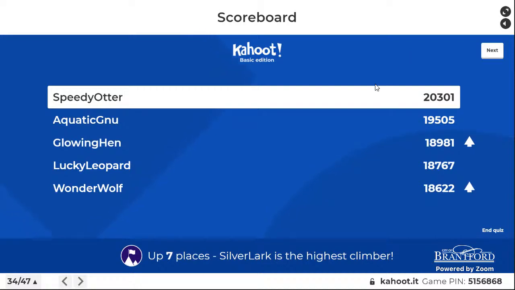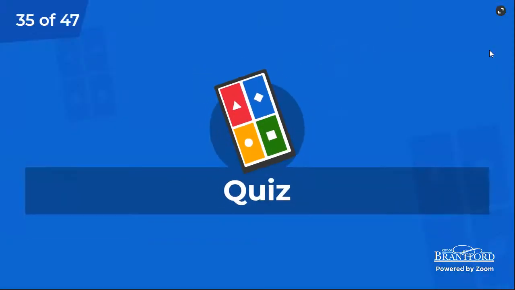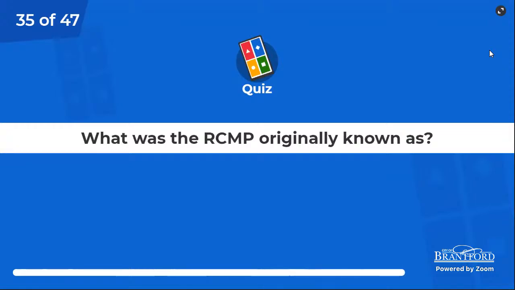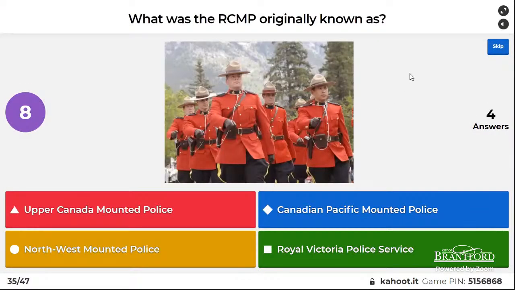All right, so we got some changes in scores. Clearly, Speedy Otter does not have the fear of speed, so is in the lead with 20,301 points. Glowing Hen is increasing, and Wonder Wolf is back into the top five with 18,622 points. Next question. What was the RCMP originally known as? Upper Canada Mounted Police, Canadian Pacific Mounted Police, the Northwest Mounted Police, or the Royal Victoria Police Service?